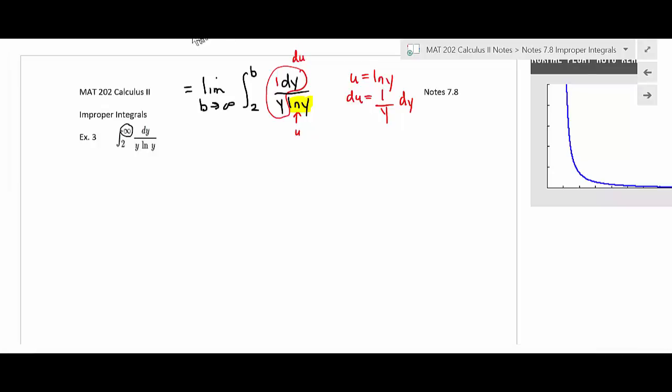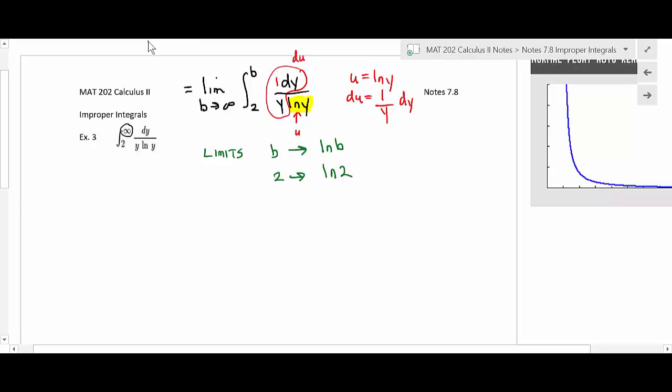Okay? So now let's go ahead and work with the limits. I always have to change these limits too. So the b and the 2 would go like this. Since u is ln y, you're going to get ln b is what that's going to go to. If you plug in a 2, you're going to have ln of 2 like that. So now we're ready to do the U-substitution integral. Get that established, then we'll do the limit at the very end.